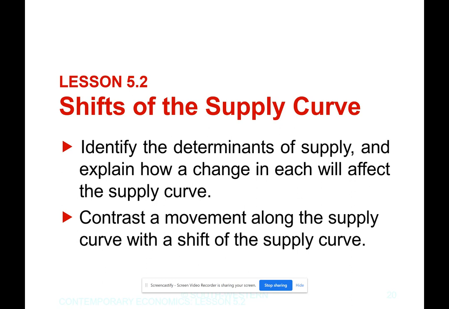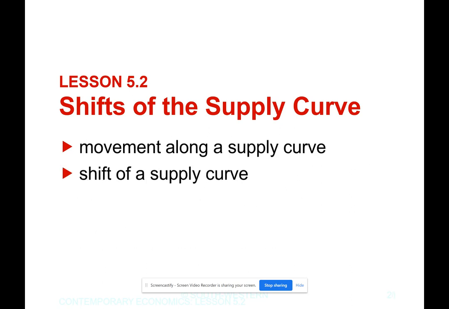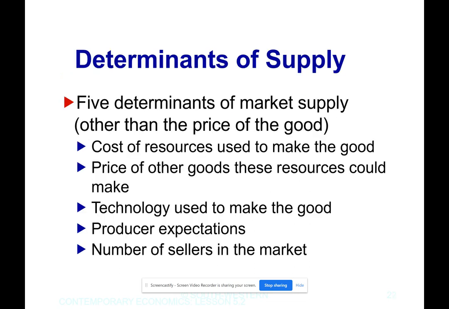So now we're looking at shifts of the supply curve. We're going to identify the determinants of supply, explain how a change in each can affect the supply curve. And we're going to contrast a movement along the supply curve with a shift of the supply curve, right? Movement along the supply curve is not the same as a shift. And we saw this with the demand curve as well. Here are some of our vocabs. All right, so determinants of supply.